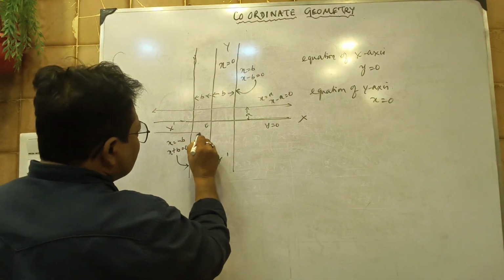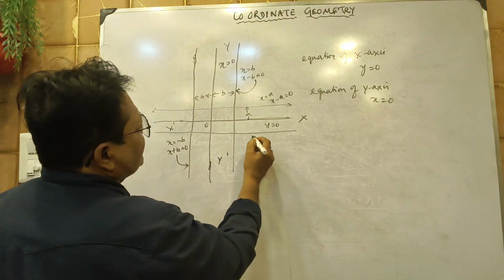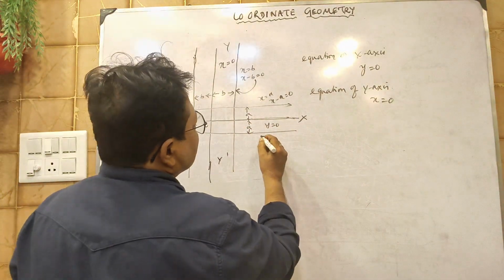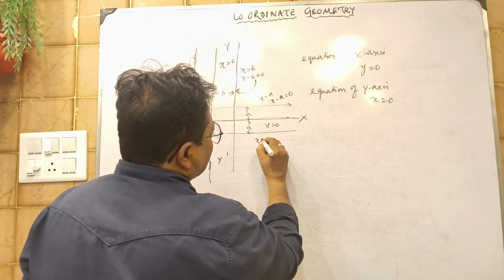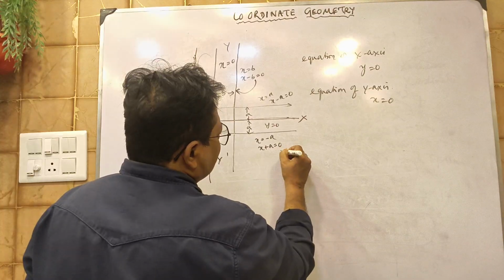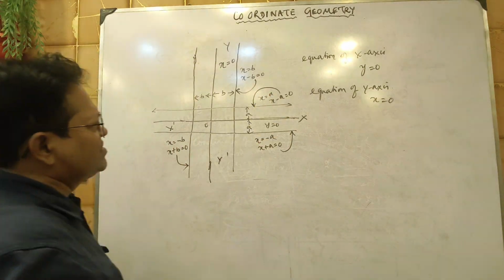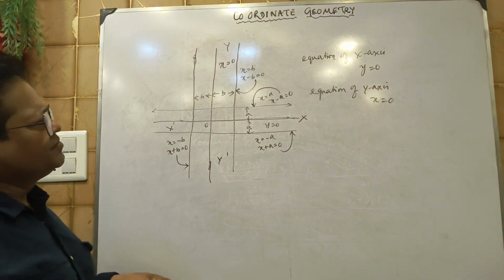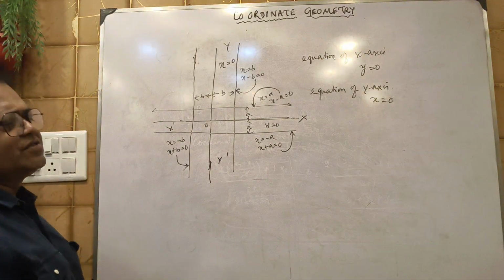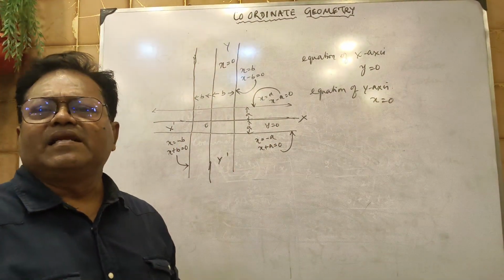And if it is just below the x-axis, that is in the negative quadrant, at a similar distance a from the x-axis, then its equation will be y equal to minus a. That is, y plus a equal to 0. So y plus a equal to 0 is the equation of this line, and y minus a equal to 0 is the equation of this line. So we come to know how to find the equations of different lines parallel to the x-axis and y-axis. I think it is clear to you.